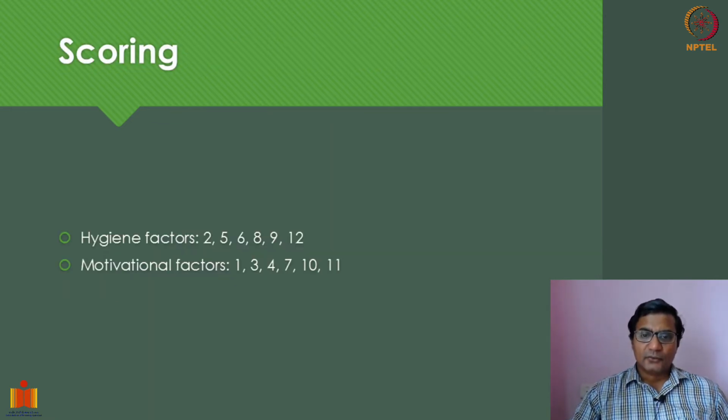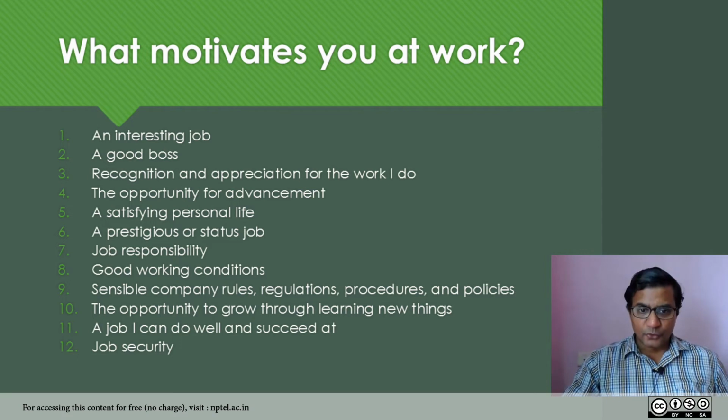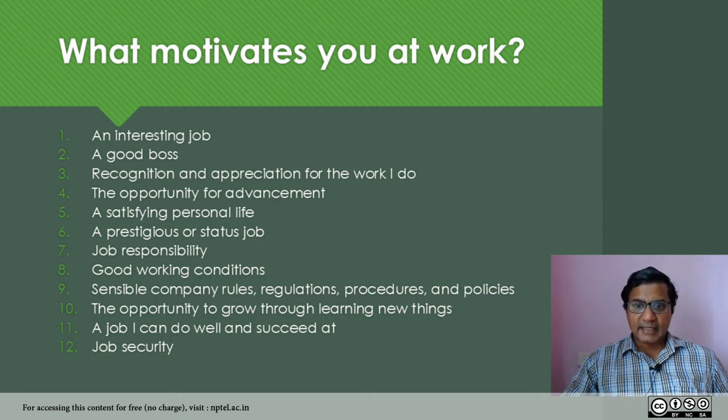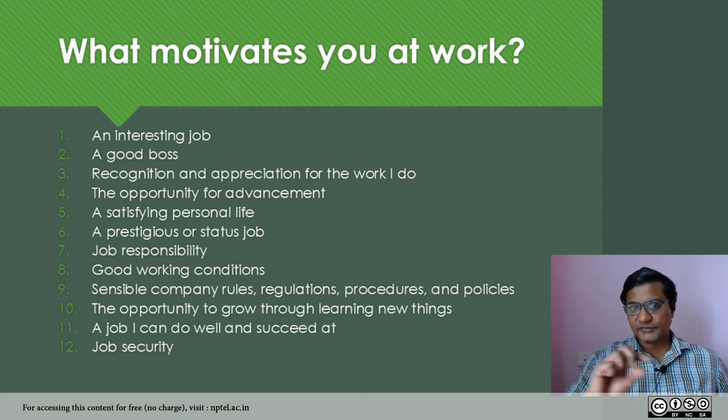In fact, the list which I showed earlier is a questionnaire. What I want you to do is rate each statement. If you agree with them, you rate them on a 1 to 5 scale. For example, interesting job: you give 1 if it is not at all important to you, 5 if it is very important to you, 3 if it is moderately important, and 4 if it is somewhat important. So the scale is 1 to 5.